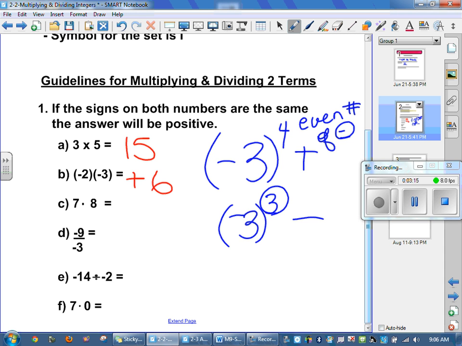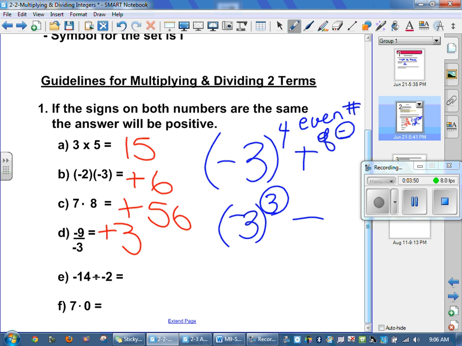All right. Are there any negative signs at all in the next one? No. So your answer has no choice but to be what? Positive. Good. So 7 times 8? 56 all day long. All right. How many negative signs do you see in letter D? 2. So what's my answer going to be? Positive. Even number of negative signs means it's going to be a positive answer. 9 divided by 3 is? 3. Okay. You're not subtracting there.